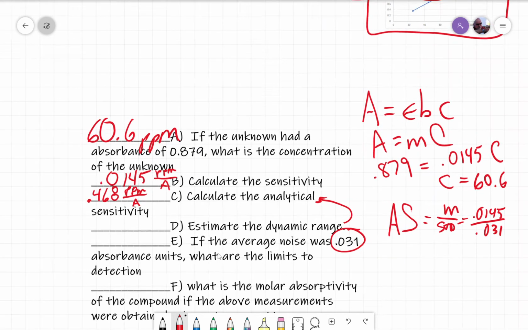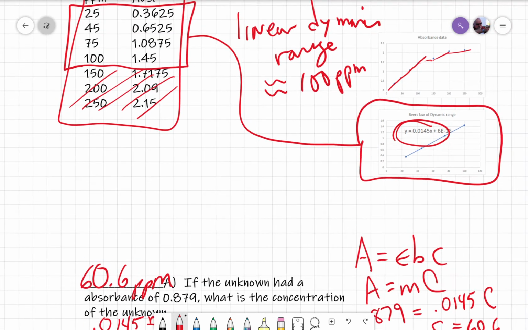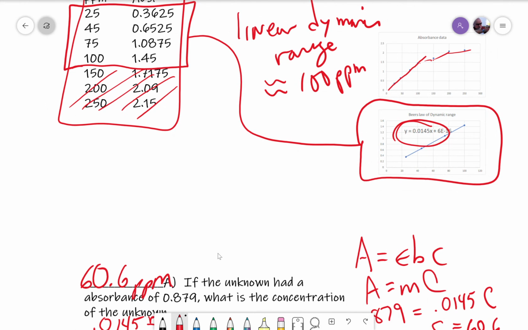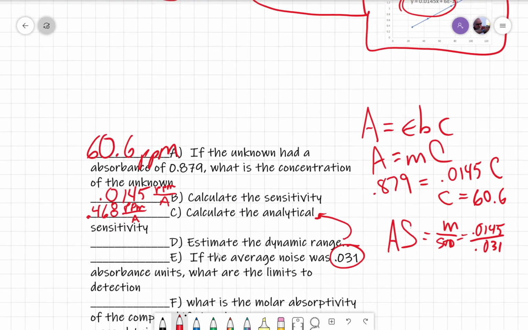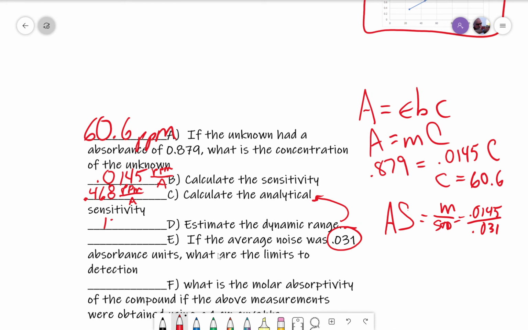Estimating the dynamic range, well, just looking at the plot, we could see that the first four had a pretty linear slope without any calculation. But if we calculated the slope between these points, we would find that the first 4 points do in fact have a slope of 0.0145. After that, the slope changes. So we can estimate the dynamic range as being linear up to 100 ppm.